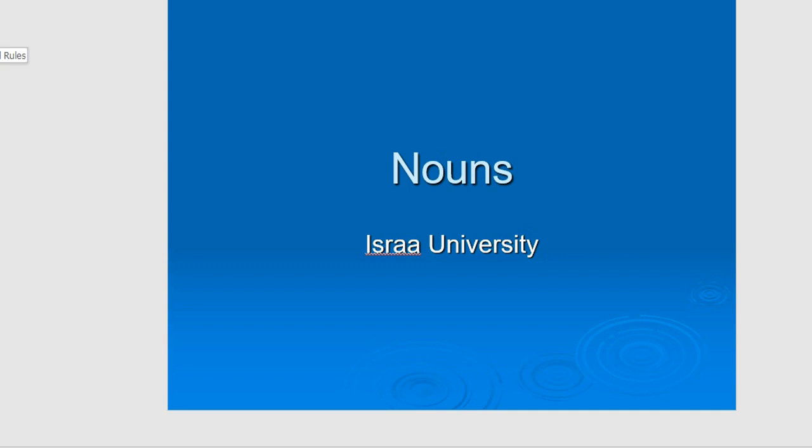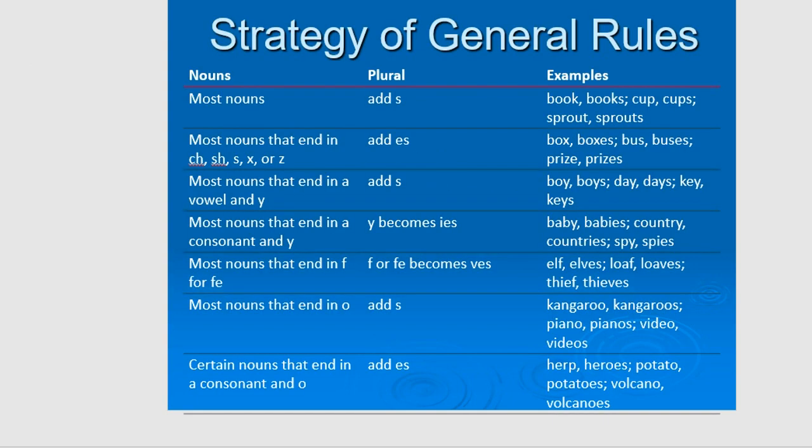For grammar 3, we have here a strategy of general rules. What are the rules for nouns? We have regular and irregular plural nouns. We put a quick strategy here, which we find in the book itself, but we put it here in a diagram.